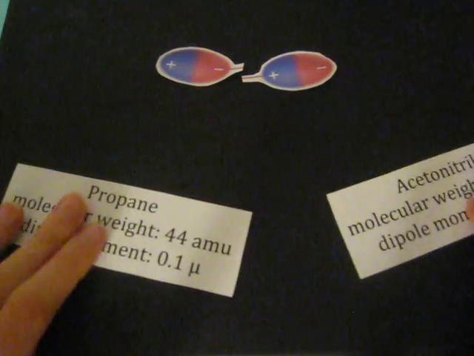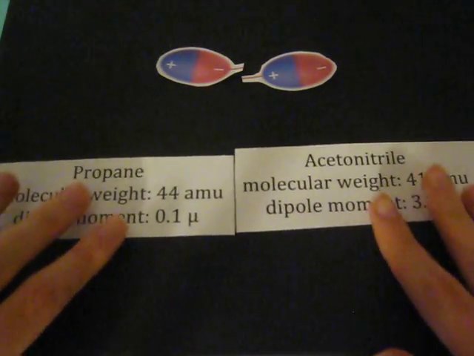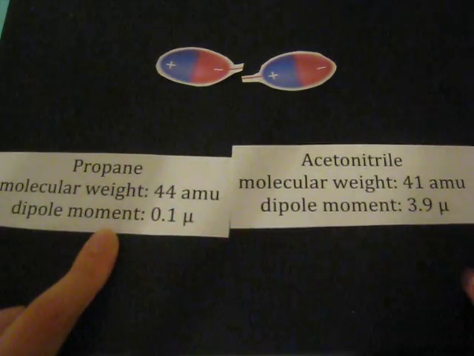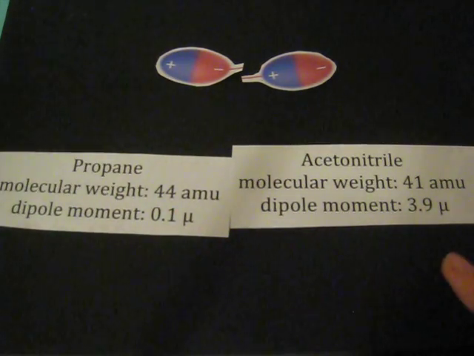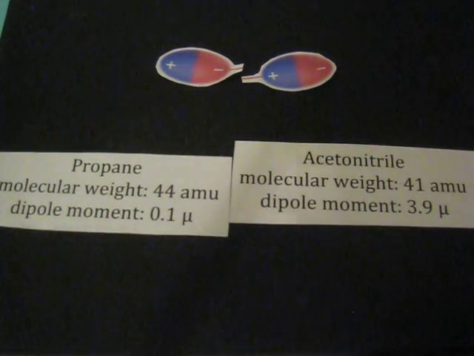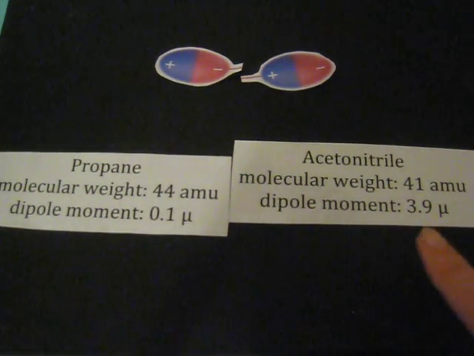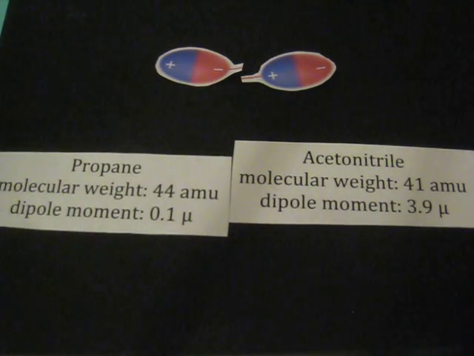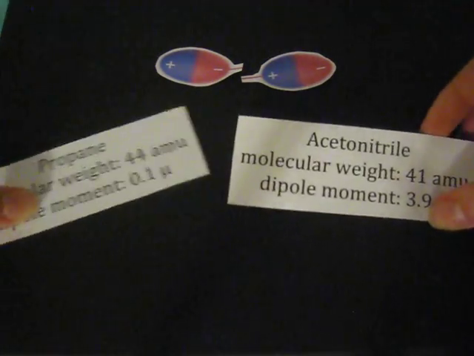For example, propane, CH3CH2CH3, has a molecular weight of 44 AMU, and acetonitrile, CH3CN, has a molecular weight of 41 AMU. Acetonitrile has a greater dipole moment, meaning it is more polar than propane, so it has greater dipole-dipole forces and has a higher boiling point.